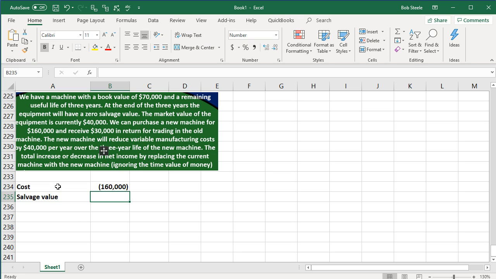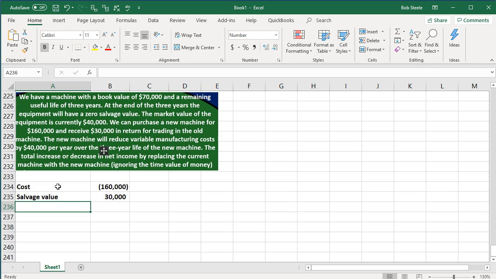So we can get $30,000 if we sell the other equipment, or basically whoever we're purchasing from maybe said there's a trade-in, we'll give you $30,000 for the old equipment. So I can say, all right, $30,000 for the old equipment. The new machine will reduce variable manufacturing costs by $40,000 for 3 years.